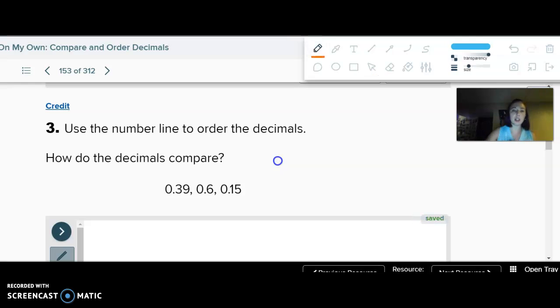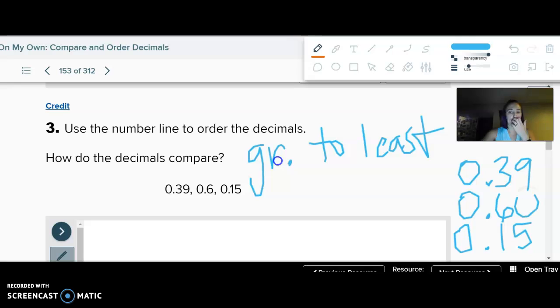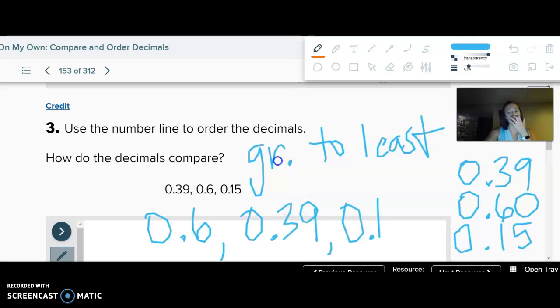All right, go ahead and pick this one. This one we'll do greatest to least. All right, if I write them vertically, 39/100, 6/10, 15/100. If I want, I can add a 0 there. So then I see, oh, 60 is bigger than 15 and 39. So 6 is the biggest. Then I have 39 hundredths. Then I have 15 hundredths. Or 3, 6, 1 will also help me put them in order.